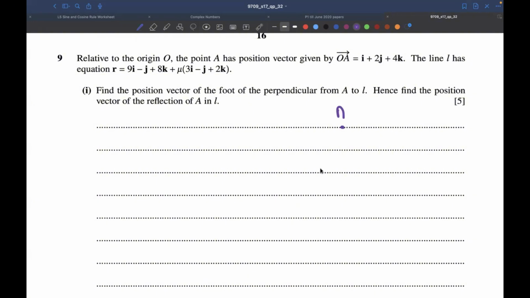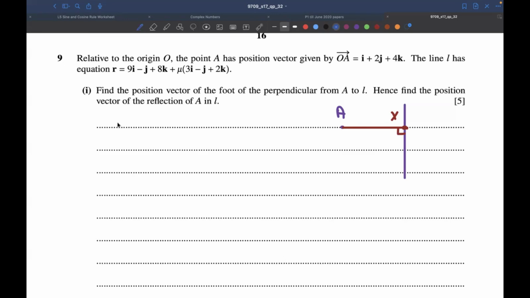So let's say this is A, and let's say this is line L over here. So this will be the foot of the perpendicular over here. We can say this point is X, and we have to find this coordinate. And this will be perpendicular. Now, what we know is that if two lines are perpendicular to each other, their scalar product is equal to 0.